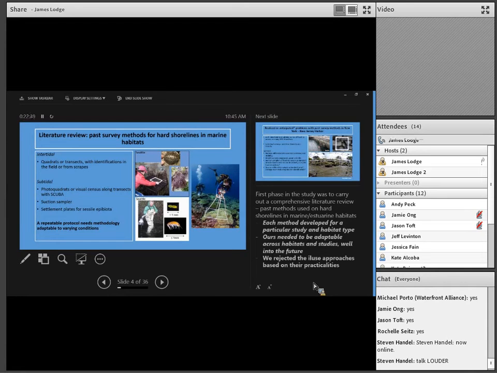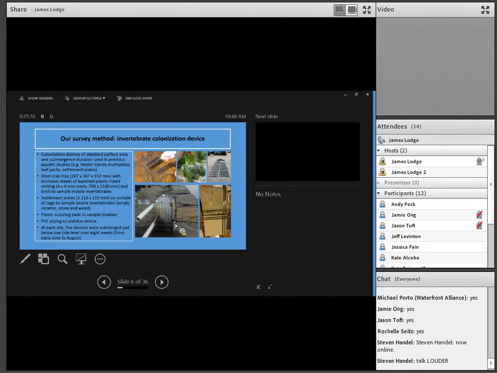Talking about how to validate those protocols. Okay, so what did we actually do? There's a lot of words on here, but this is just for others to look at when we distribute it. We essentially created a colonisation device that would be utilised in subtidal environments at hard shorelines.